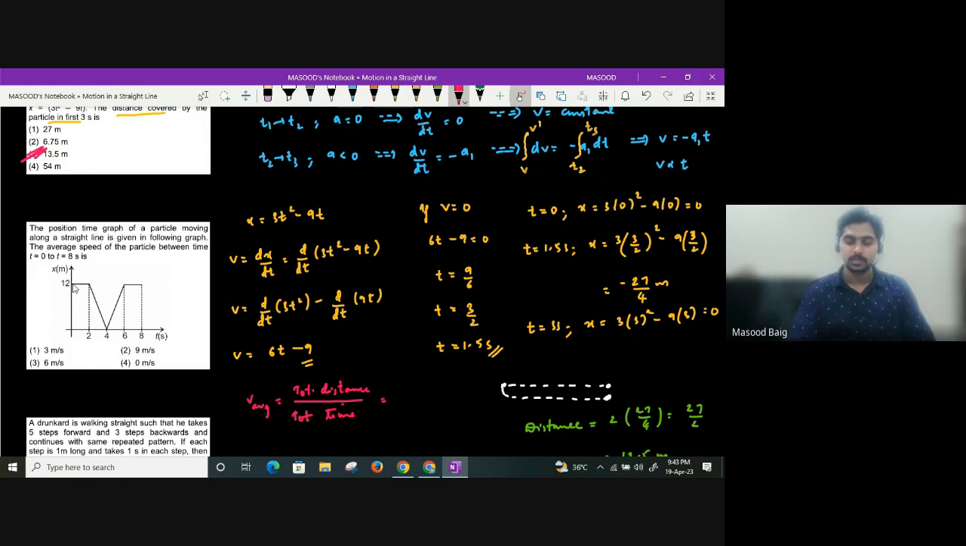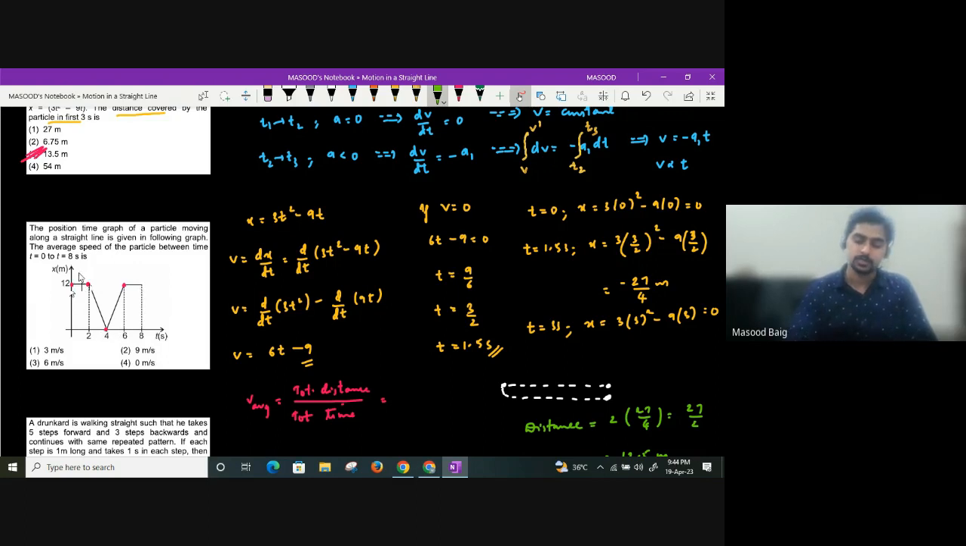You see, initially it is at x is equal to 12. It remained at x is equal to 12 for 2 seconds. Then it moved to x is equal to 0. Then again it moved to x is equal to 12. So from 0 to 2 seconds, did it cover any distance? No. From 2 to 4, did it cover any distance? Yes. 12 meters it has covered. Again from 4 to 6, yes, 12 meters it has covered. From 6 to 8, did it cover any distance? No. Position is remaining constant.